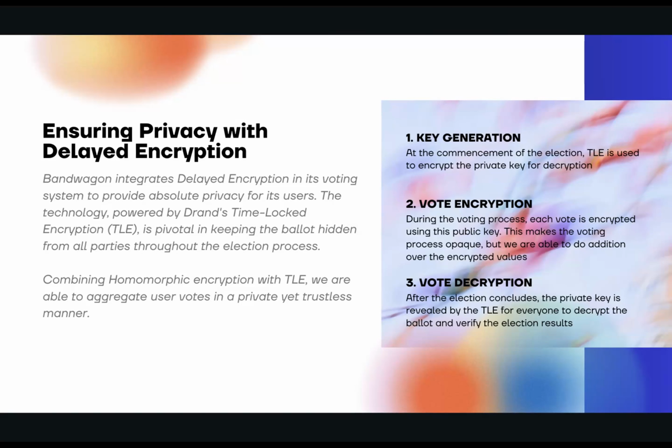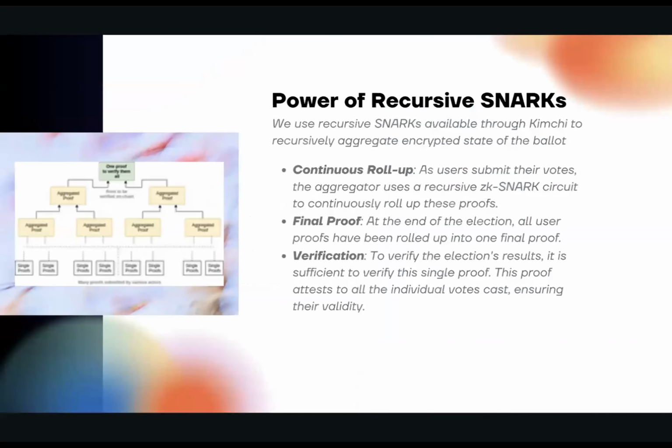So time-locked encryption basically lets us encrypt something for a given period of time, and after that, trustlessly becomes public. For example, for homomorphic encryption, we would generate a key pair. The public key will be given to all the users. The private key will be given to DRAND to encrypt for the voting period, say 100 seconds. And after 100 seconds, that private key becomes public for everyone to see, so that they can decrypt the ballot, which is how many votes have been for candidate A, for candidate B, and verify the election results for themselves. So that's a very generic process for how time-locked encryption will work in this case, and how we will use homomorphic encryption for the same.